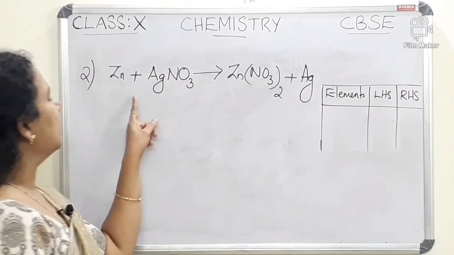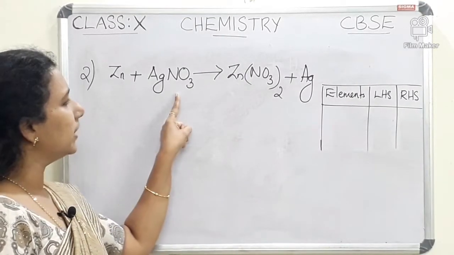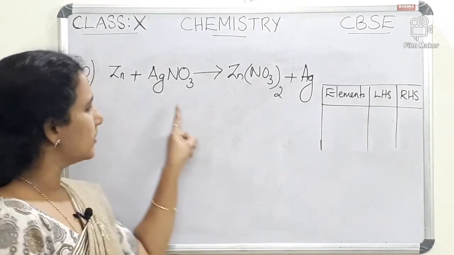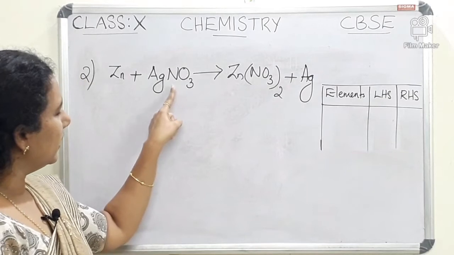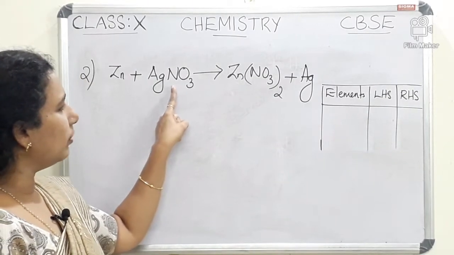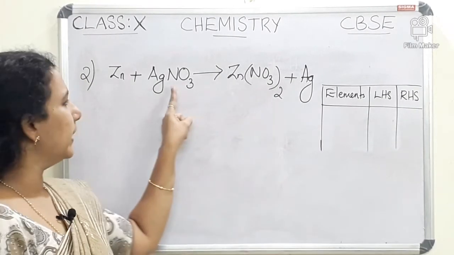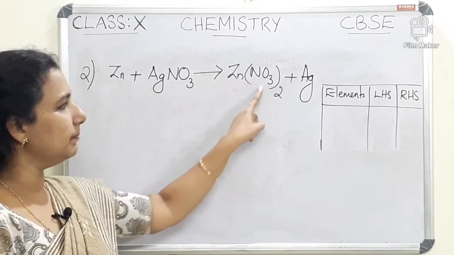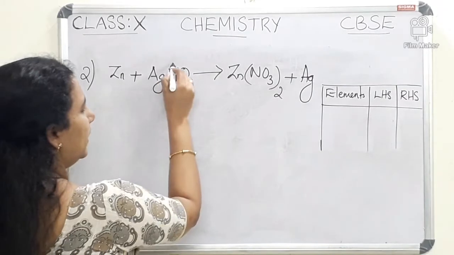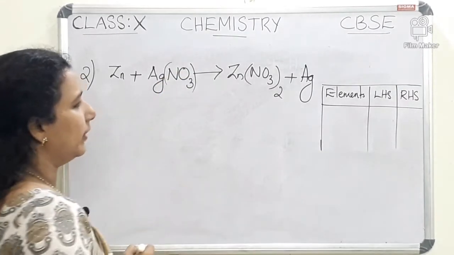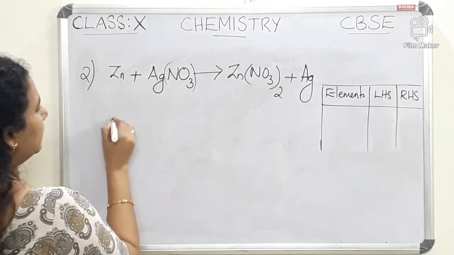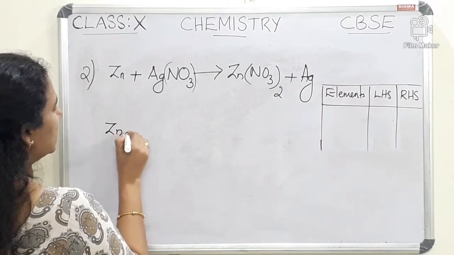Now the second example is Zn plus AgNO3 gives Zn(NO3)2 plus Ag. In this equation we can see a polyatomic ion on both sides. NO3 is seen in the reactant side and the product side, so we can take it as a polyatomic ion. Before balancing the equation, we have to draw boxes.